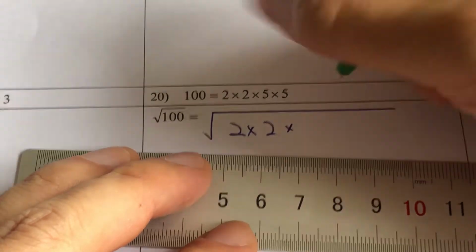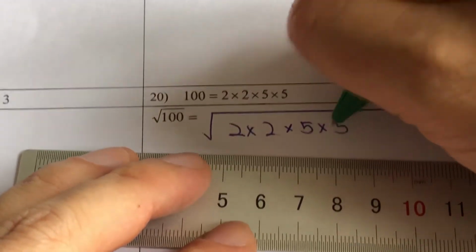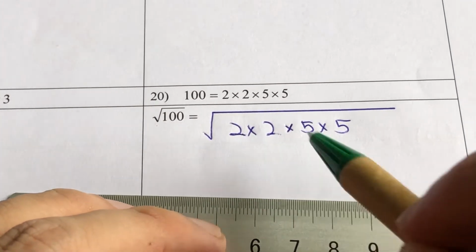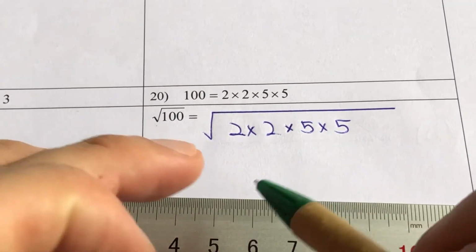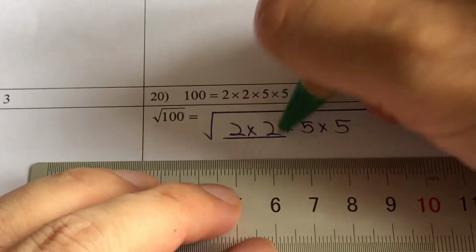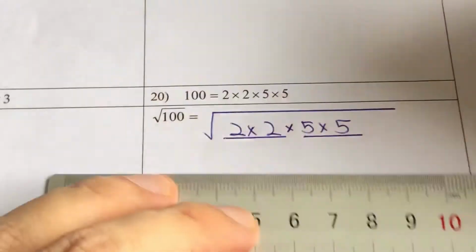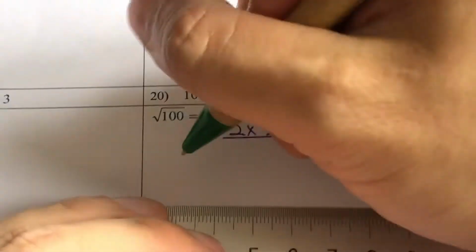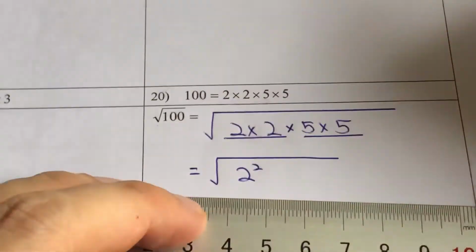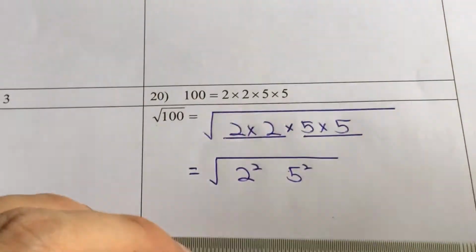2 times 2 times 5 times 5. Okay? And now, anything could be grouped into the same group. 2 and 2 are the same group. 5 and 5 are the same group. So we should have 2 groups. First of all, 2 to the power of 2, and then 5 to the power of 2.